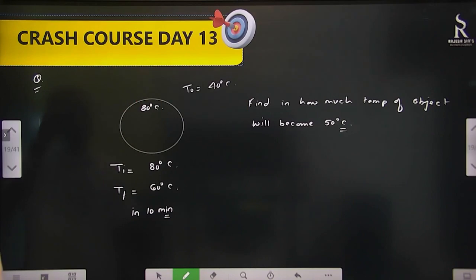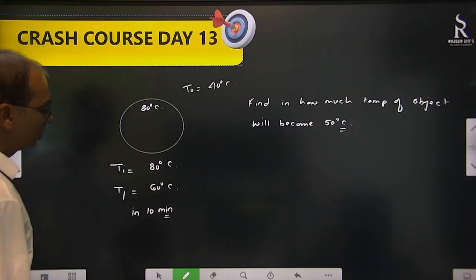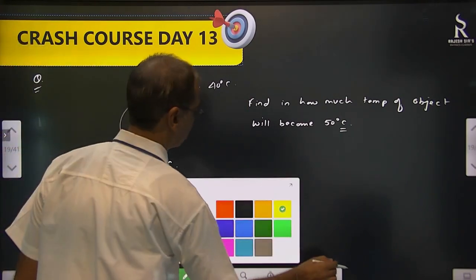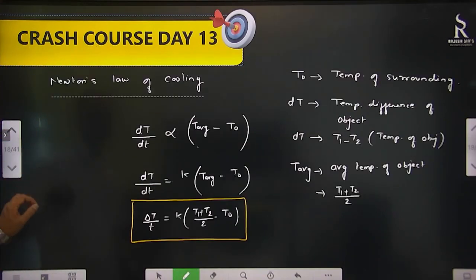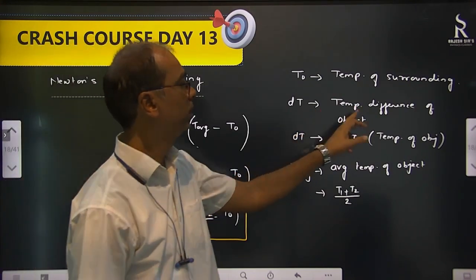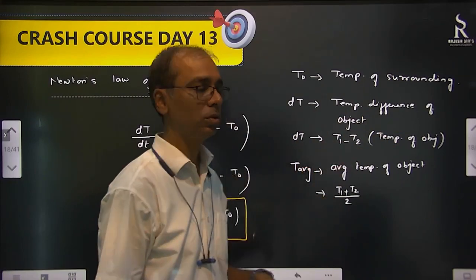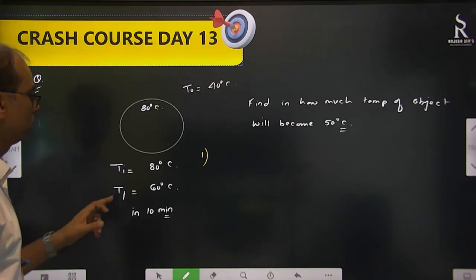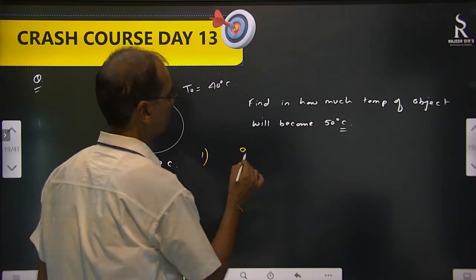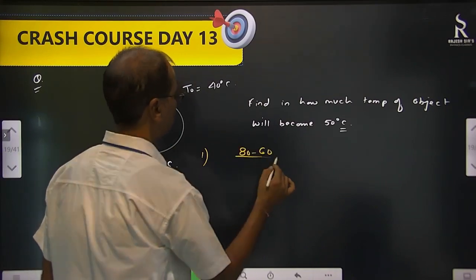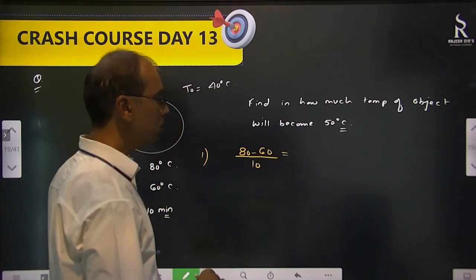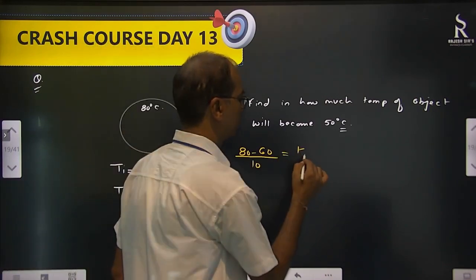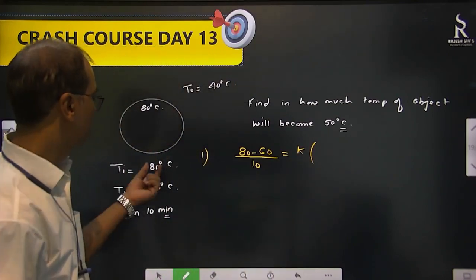So initially what is given? 80 to 60 in 10 minutes. So first step, what is the formula? The formula says delta T by t. Delta T is the temperature difference of the object, T1 minus T2. T1 minus T2 is 80 minus 60, and how many minutes? 10 minutes. Equal to K, where K is a constant, times the average temperature.